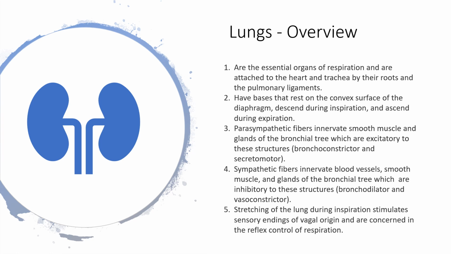Parasympathetic fibers innervate smooth muscle and glands of the bronchial tree, which are excitatory to these structures, both bronchoconstriction and secretomotor. Sympathetic fibers innervate blood vessels, smooth muscles, and glands of the bronchial tree, which are inhibitory to this structure, or bronchodilators and vasoconstrictors. Lastly, stretching of the lung during inspiration stimulates sensory endings of vagal origin and are concerned in the reflex control of respiration.